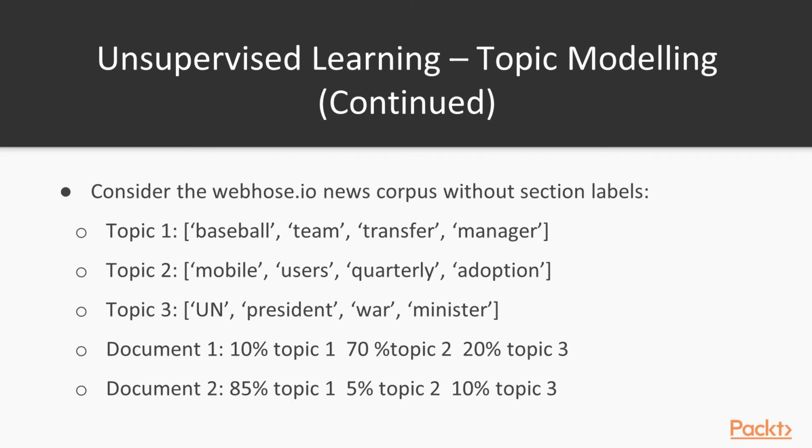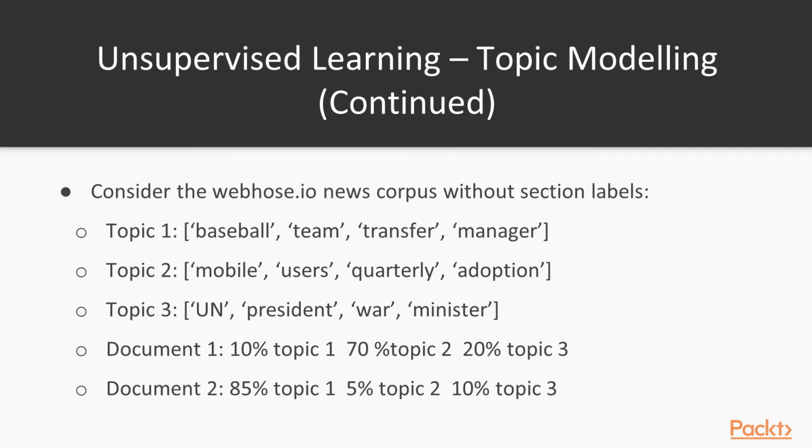Just to make that a bit more concrete, if we go back to our example of news articles, imagine we were to pass into a topic model all of the webhose news articles from the sports section, the technology section, and the world politics section. But we don't know those labels. We're just passing in all of these text documents and that's all. If our topic model performs well, it will hopefully recover 3 topics because we know that there are 3 topics that have been passed into that corpus.